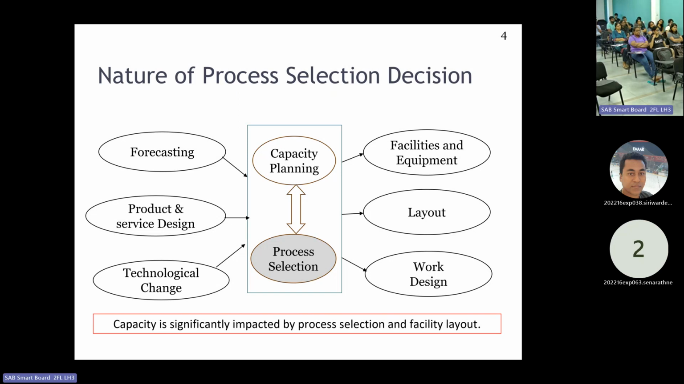So we are going to talk about process selection. It's basically a combination of technology and management parts. But the technology side we are not going to touch upon, because that is beyond our control, beyond our understanding.